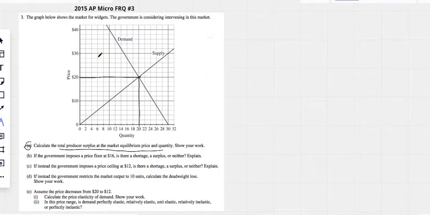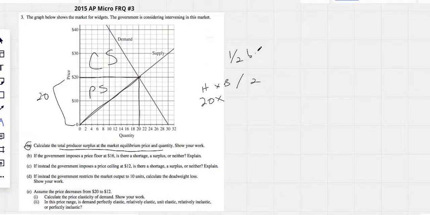We know this is all consumer surplus up here. This is all producer surplus. They're looking for producer surplus. So looks like our height is 20. Our base is 20. So height times base divided by 2, or 1/2 base times height, whatever you use for a triangle. Looks like that's 400 divided by 2, so 200.